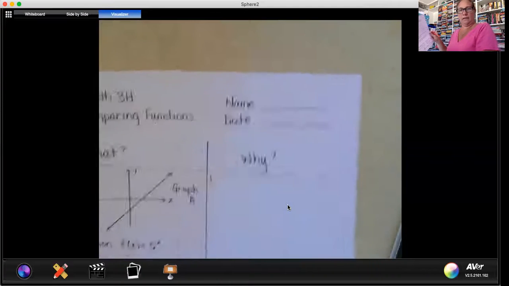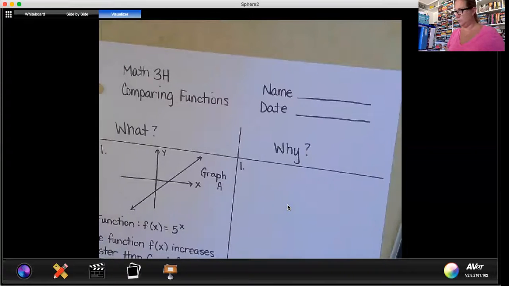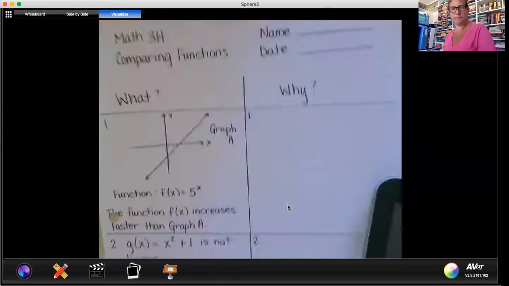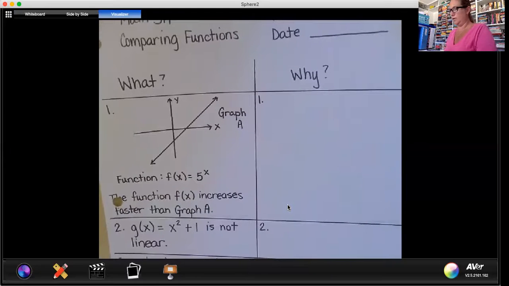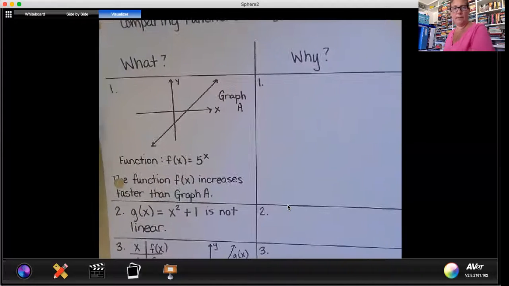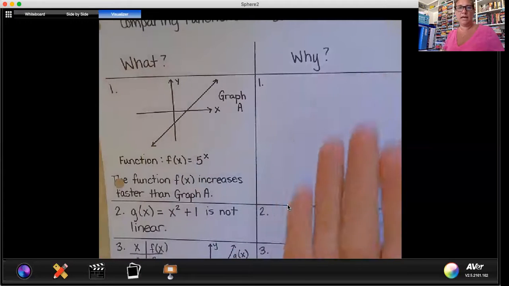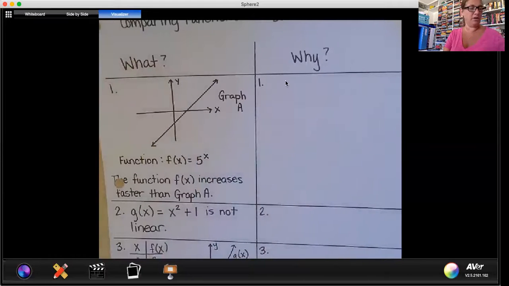All right, last page here on comparing functions. I want you to take just a minute and pause your video and see if you can figure out what goes in the y. Like, why does the function f of x increase faster than graph A? So take just a minute and see if you can figure that out, and we'll come back in just a second. All right, I hope you've had a chance to answer these questions.